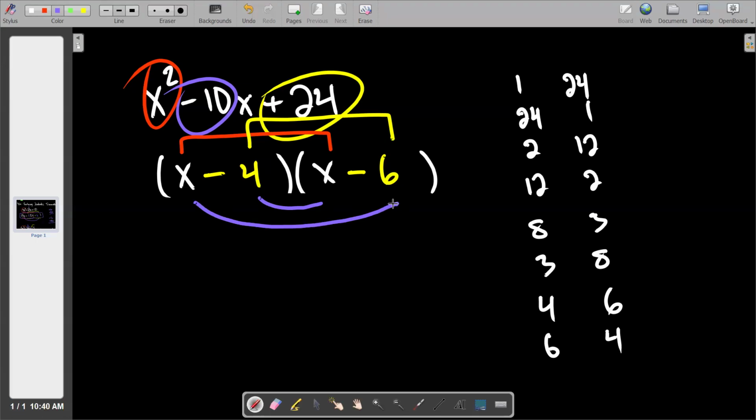What do the two in the middle make? Negative 4x. What do the two on the outside make? And what's negative 4x and negative 6x? Done.